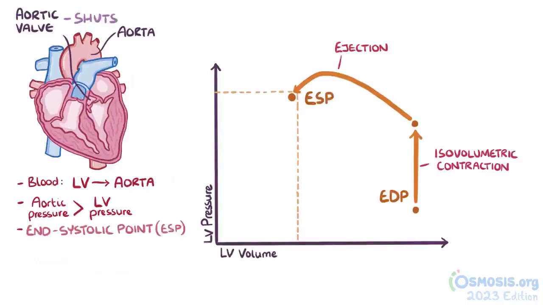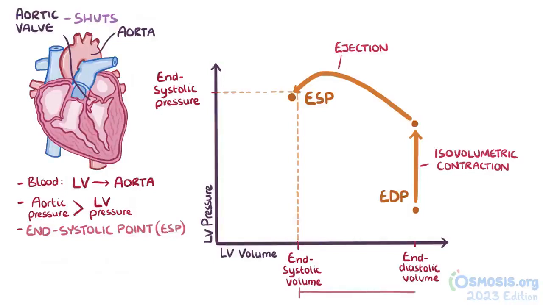So to continue our theme of really imaginative names, the pressure in the left ventricle at this point is called the end systolic pressure, and the volume in the left ventricle at this point is called the end systolic volume. Now I know what you're thinking, that's all too exciting, but if you think that's exciting, then get this. So the difference between the end diastolic volume and the end systolic volume is called the stroke volume.